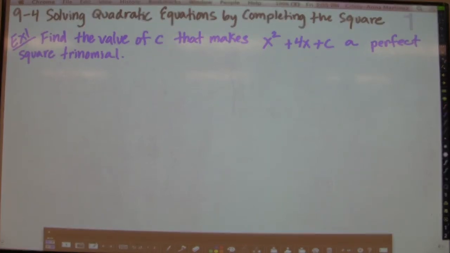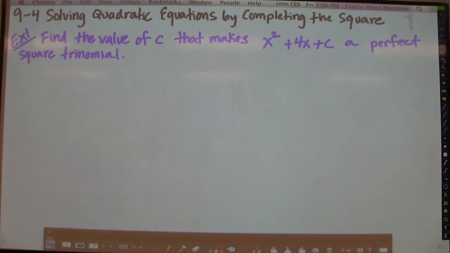Hello there, this is an Algebra 1 video. It's Chapter 9, Section 4, and today we're going to be learning how to solve a quadratic equation by completing the square. Now before we can go to the solving process, we need to make sure that we know what makes a perfect square trinomial.